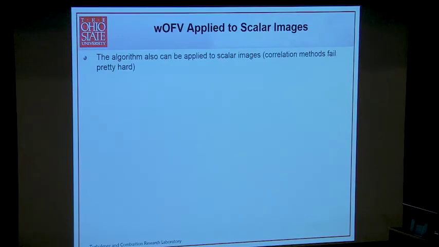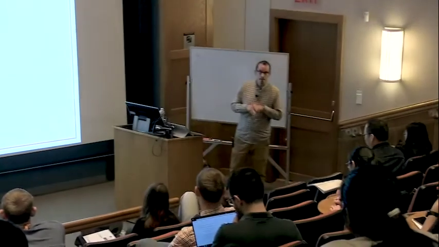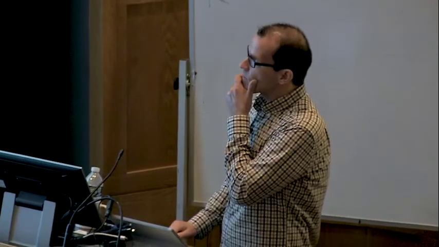Now, one thing that some of you may be interested in is that it's not confined to just particle images. This algorithm can be applied to scalar images as well. If any of you have ever tried to take scalar images and do a correlation to get the velocity, you know that they fail pretty miserably. Sometimes they work, but most of the time they fail. Now, the application to scalar images, I will admit, is much more difficult.